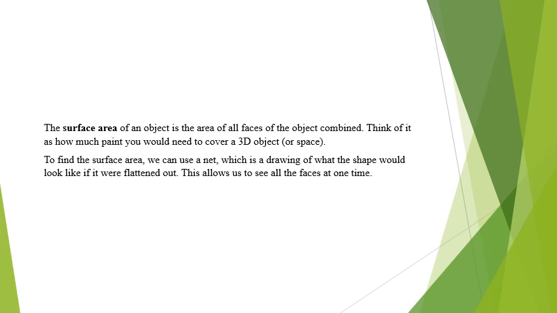surface area as well. To find the surface area, we can use something called a net, which is a drawing of what the shape would look like if it were flattened out. This allows us to see all the faces at one time. So if we were to take a 3D shape and flatten it out or lay it out flat, that's what we call a net.